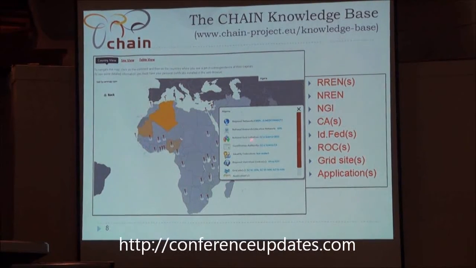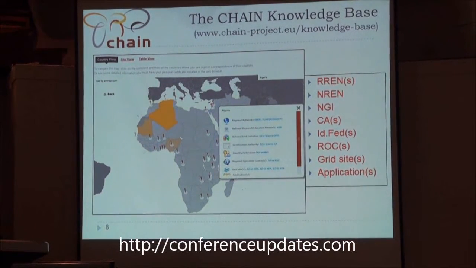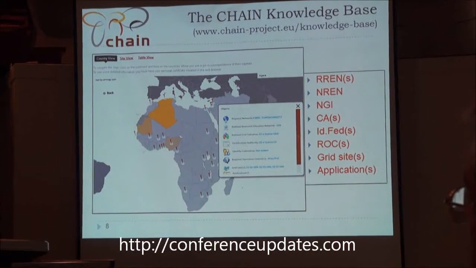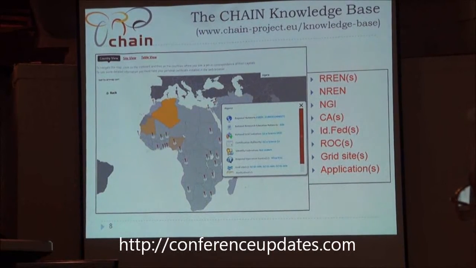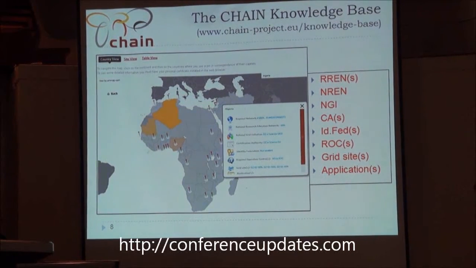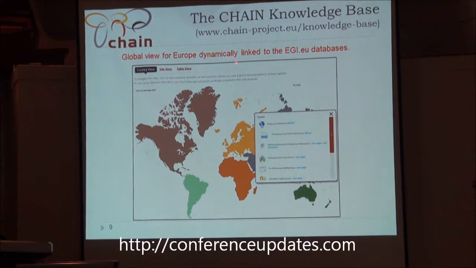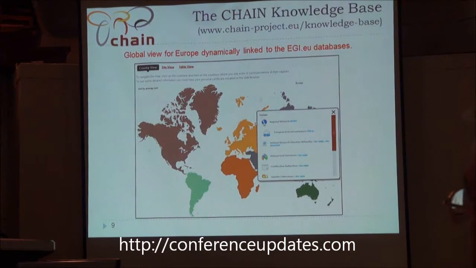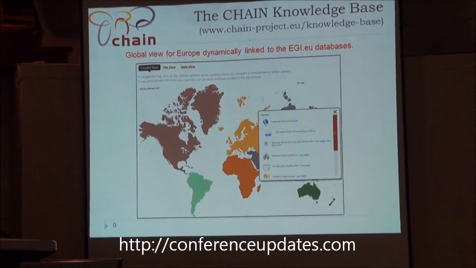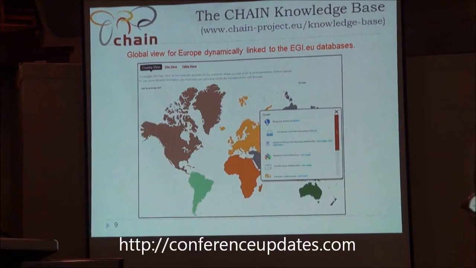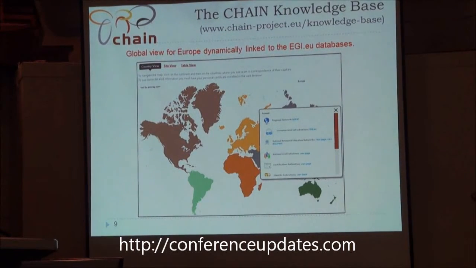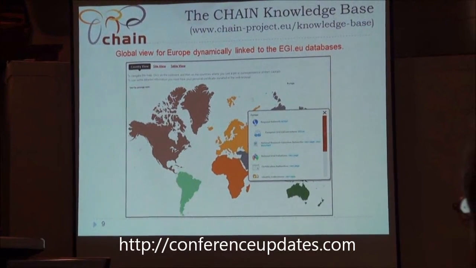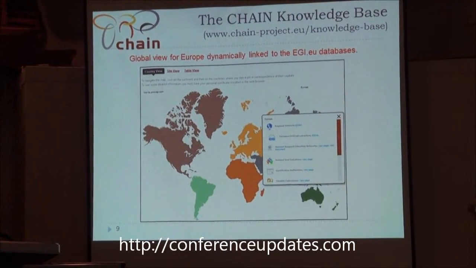And we try to get this information automatically updated from external sources, because we want to provide visitors to this knowledge base with fresh and updated information. So we also have Europe, but of course we do not replicate the information that already exists in the EGI databases. We simply link the relevant EGI pages, so you have the information from the continents outside Europe, and only the links to the relevant pages for Europe.